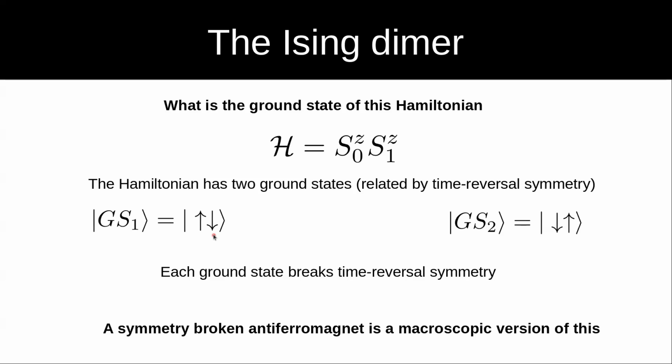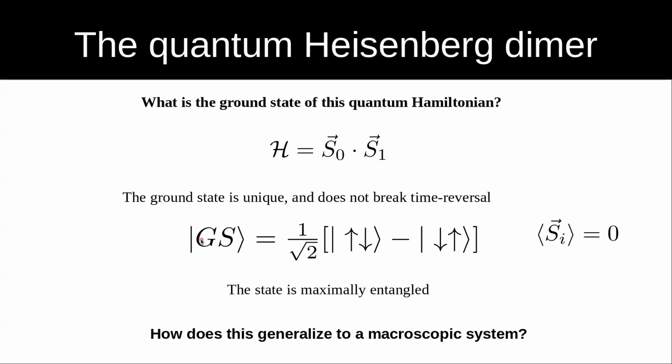A classical magnet is essentially a macroscopic version of this. It's a state that essentially has spins pointing in very specific directions in each different site, and the ground state breaks time reversal symmetry, and we have a finite magnetization in each site. A quantum antiferromagnet is completely different. A quantum antiferromagnet is actually described when you replace the S^z operators by all the Sx, Sy, and S^z operators at the same time. And this gives rise to what is called the Heisenberg model.